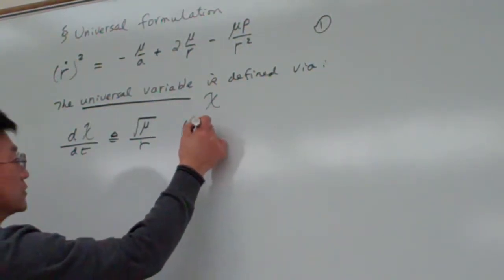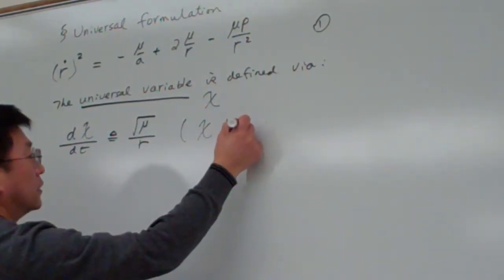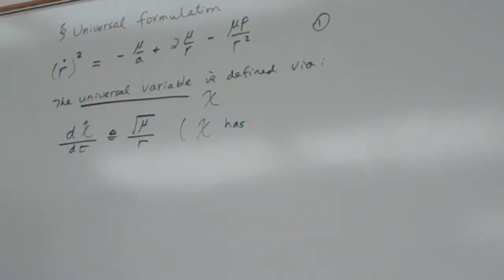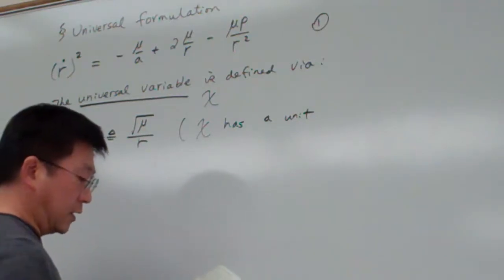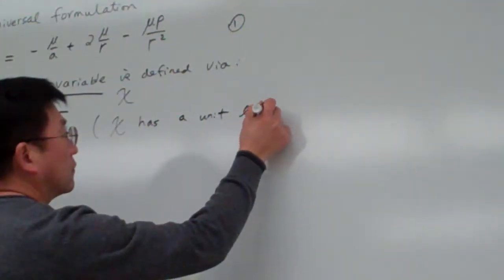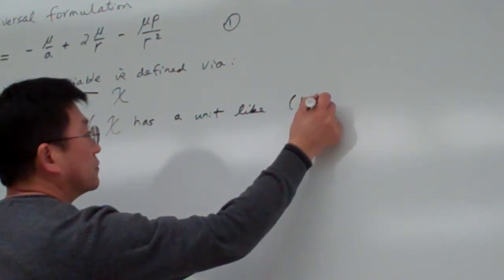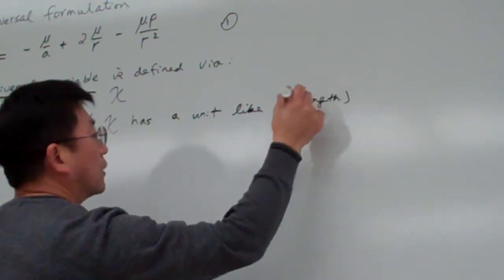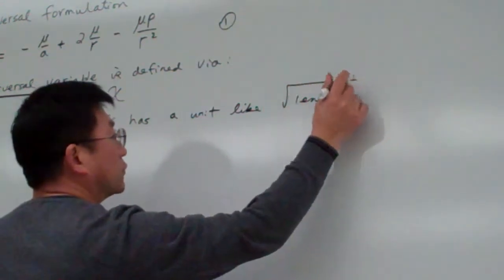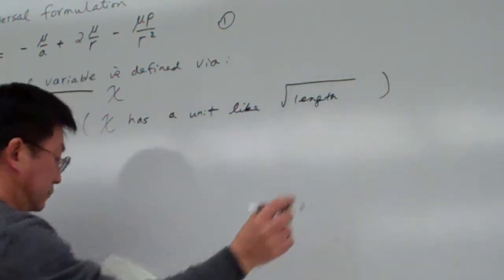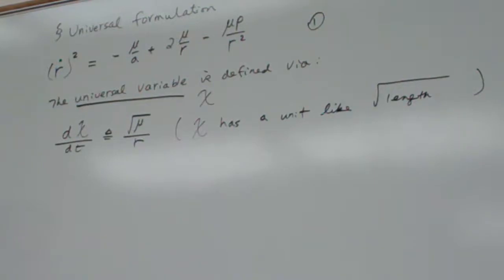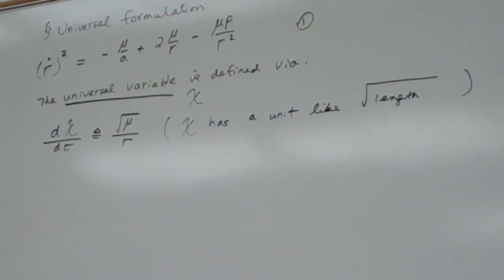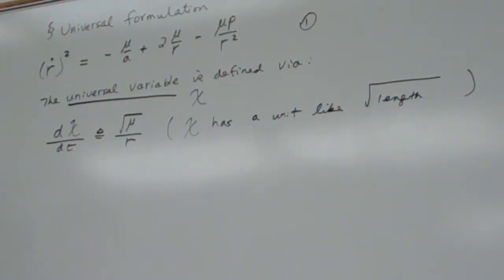So here the Kc, if we look into this one carefully, it has a unit like the length, square root of the length. Okay. So that is the definition, and with this definition we'll be able to simplify something.